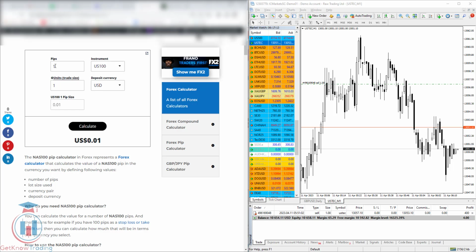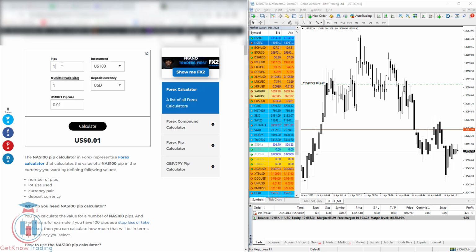NASDAQ Pip Calculator on the left side has some fields that need to be populated. First of all, in the first field you need to put the number of pips. Is it 1, 10 or any number of pips? You should put this one here.